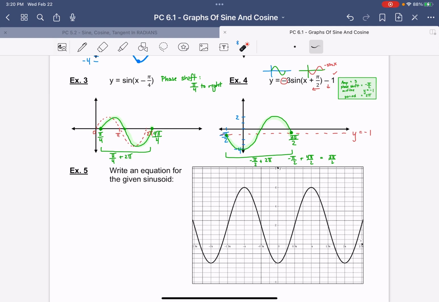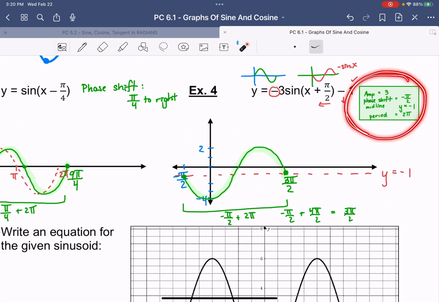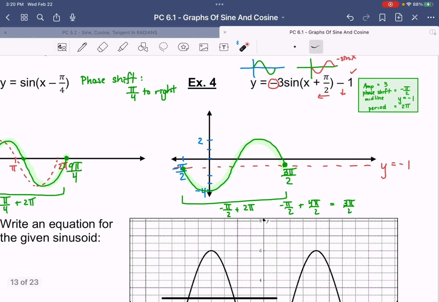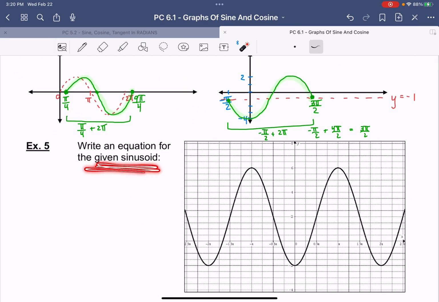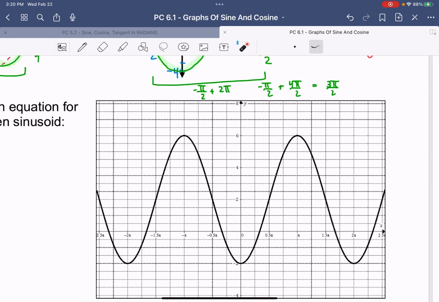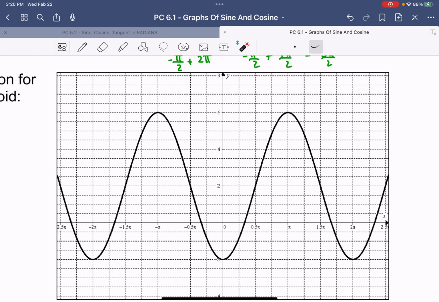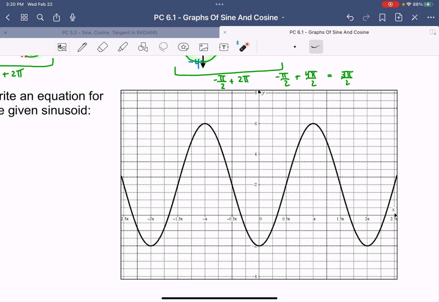All right, almost done. Example 5. Sometimes we ask you to go backwards from a graph. So pulling out all of this information, the amplitude, phase shift, midline, period, from a graph and putting it together. Now it does say given the sinusoid. Sinusoid does mean it can be a sine or cosine curve. So there are many different correct answers here. You could write a sine or cosine curve.